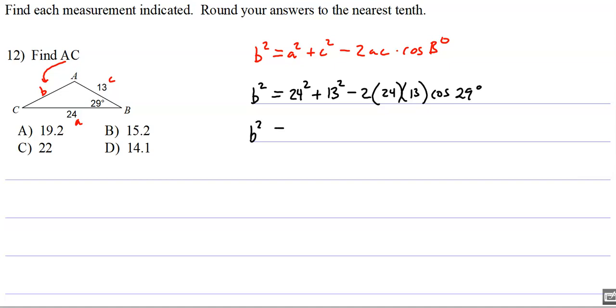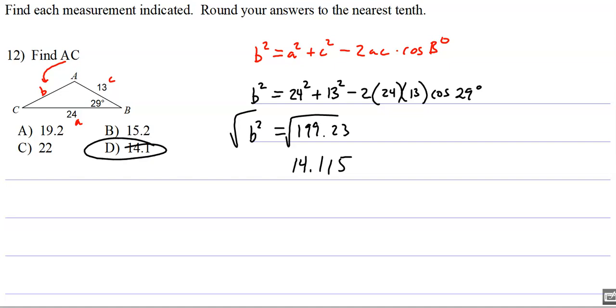And remember, you're not going to get the answer yet. You're going to have to take the square root in a minute. 24 squared plus 13 squared minus 2 times 24 times 13 times cos 29 equals, looks like I get about 199.23. Square root. So I'm going to use that answer key again, second square root, second negative. And I'm getting 14.115. So it looks like the correct answer there is D.